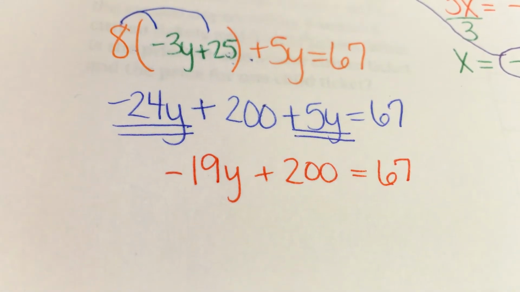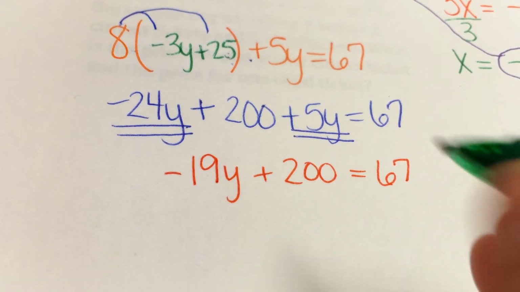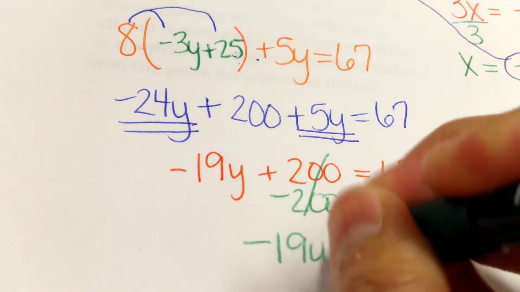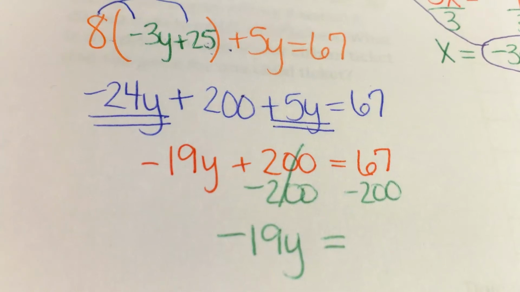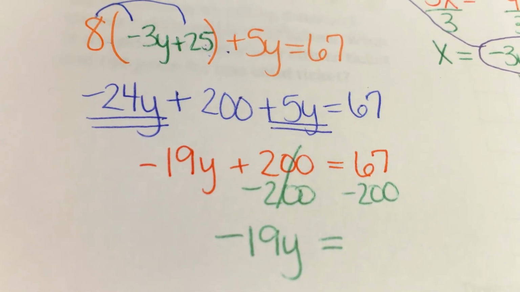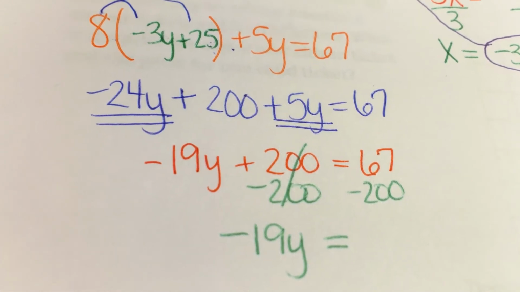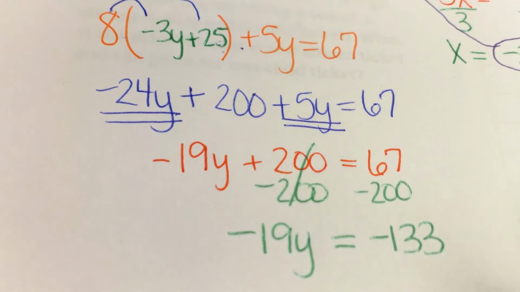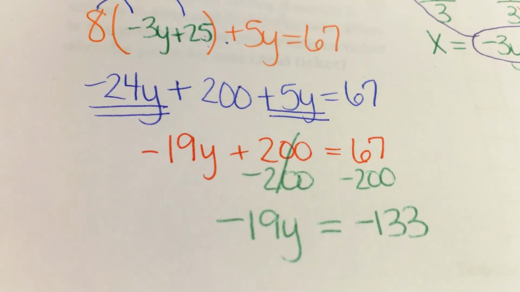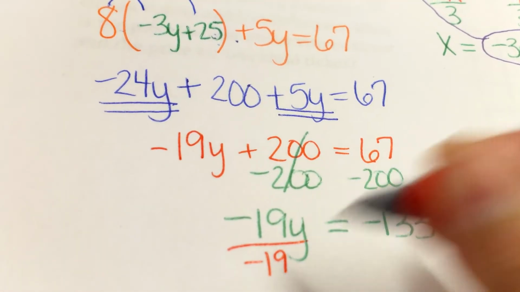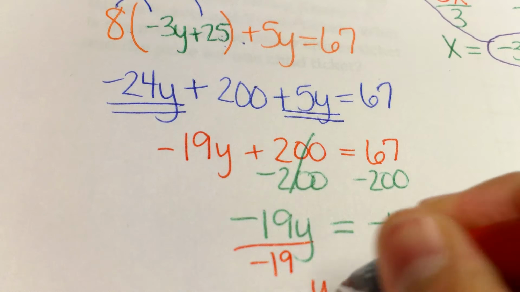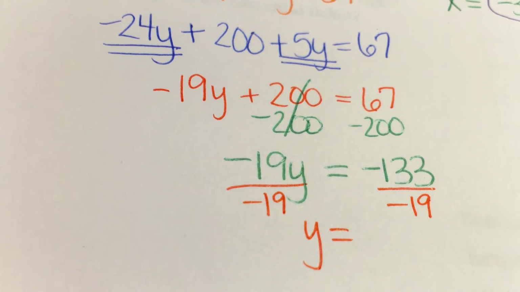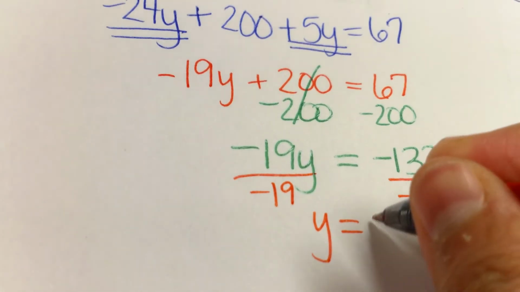And then we subtract 200 because we want y by itself. We're solving for y. There we're going to subtract because the 200 is a negative and the 67 is a positive. So it ends up being negative 133 because the 200 is bigger, so you keep the sign of the larger. Almost done. Divide by negative 19 because we want y by itself. A negative divided by a negative is going to be a positive number. We divide the numbers and it's positive 7.